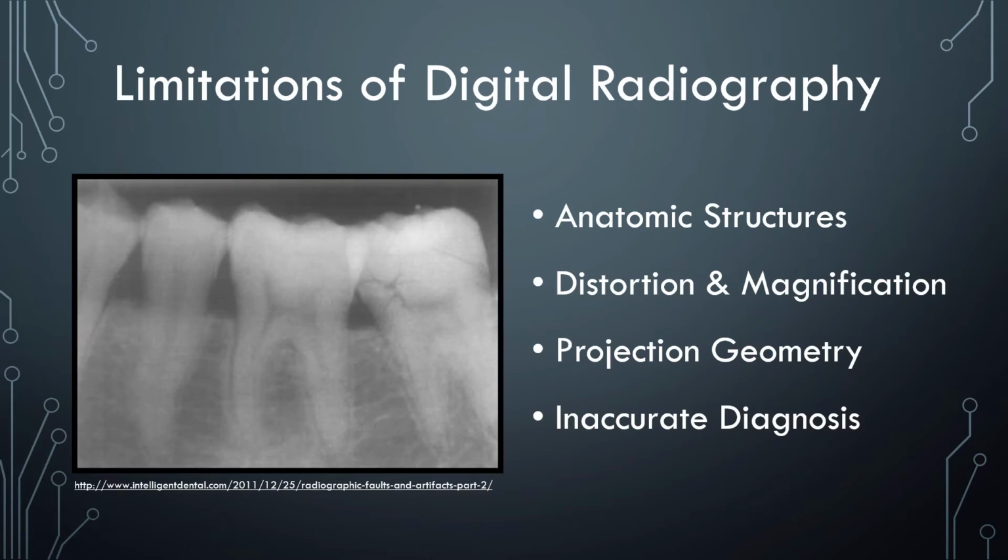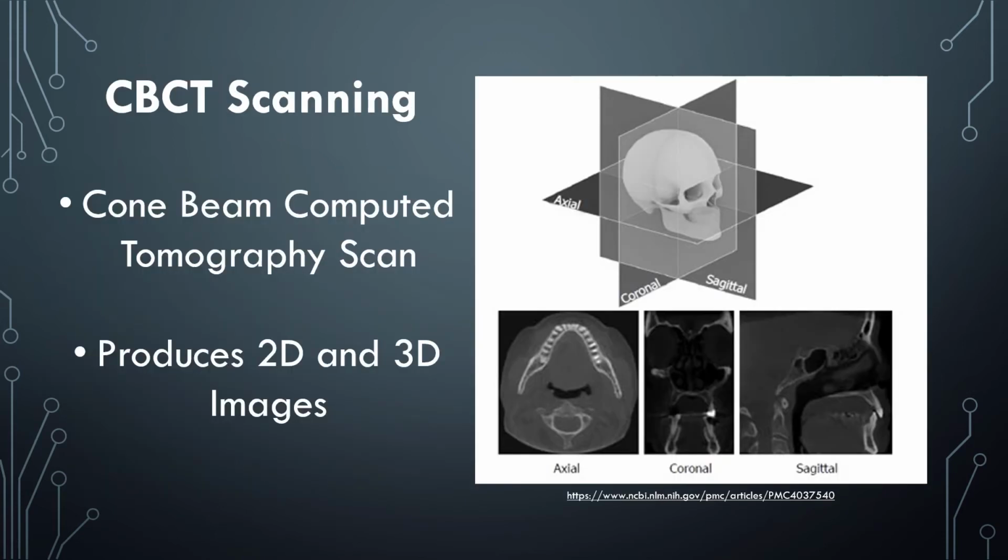Limitations include superimposition of anatomic structures and projection geometry of the X-ray beam. This may cause magnification, distortion, and inaccurate diagnosis. Obscurities are found in bifurcations and buccolingual bone defects. Therefore, the use of 3D imaging has increased.